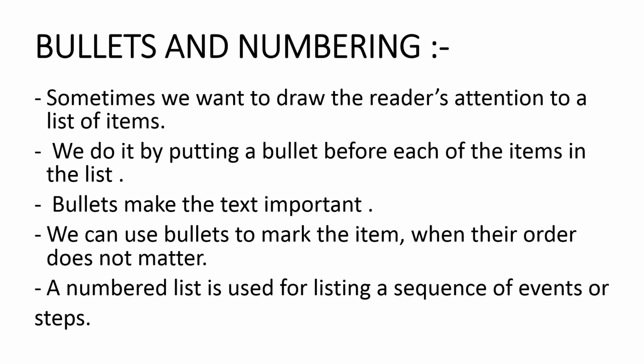A numbered list is used for listing a sequence of items, events, or steps. A numbered list is used whenever the sequence is important. Whenever the sequence is not important, we can use the bullet list. We can use either of these depending on our requirements.